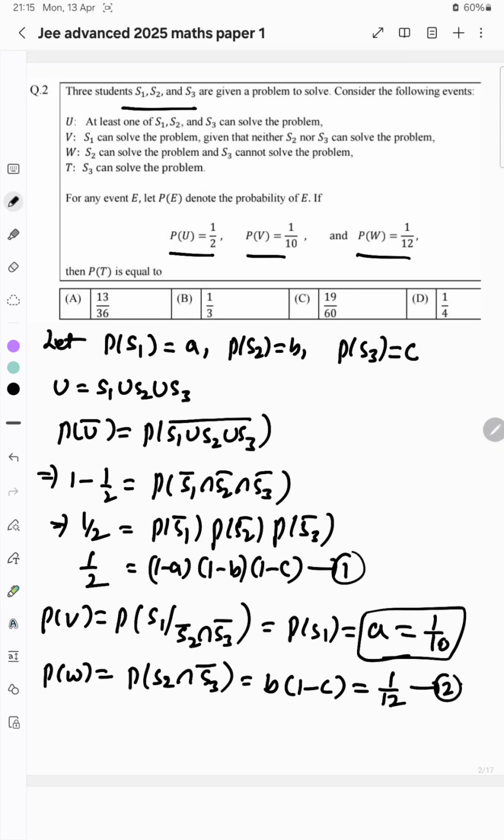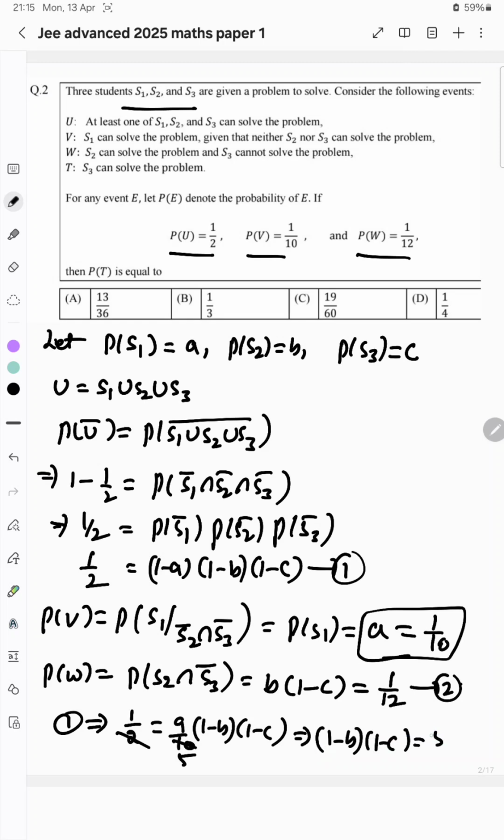Okay, now A value is 1 by 10. If you substitute in equation 1, what happens? You see, 1 by 2 is equal to 1 minus A, which is 1 minus 1 by 10, 9 by 10, you will get, into 1 minus B into 1 minus C. 2 1s are 2, 5s are possible, no? From this, 1 minus B into 1 minus C value we will get as 5 by 9. Let's take it as equation 3.